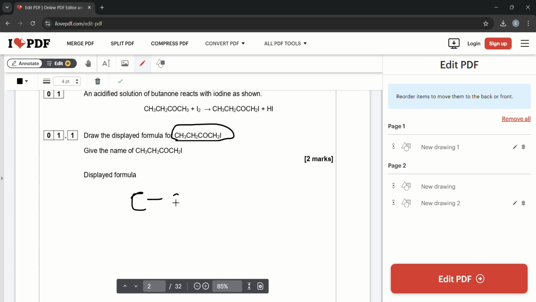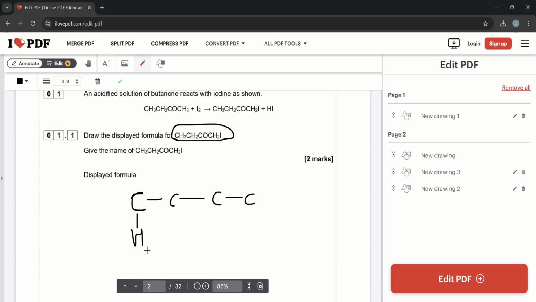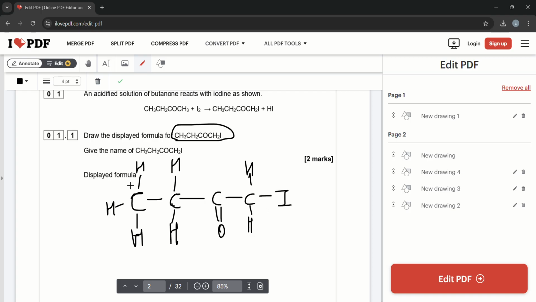C, C, C, C. Now let's add the hydrogens. H, H, H, H, H. Okay. Now we're going to have a double bond, O. We're going to have a CH2 and the iodine at the end. So CH3, CH2, CO, CH2I, the same form as this.